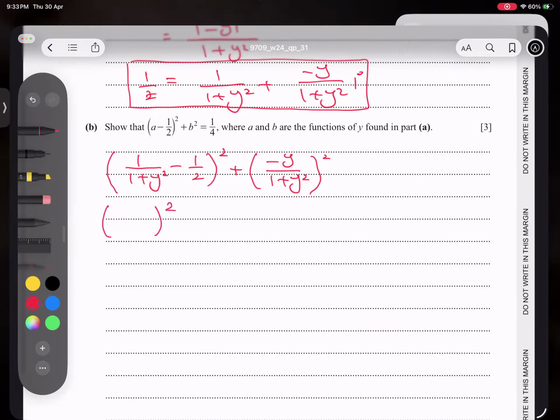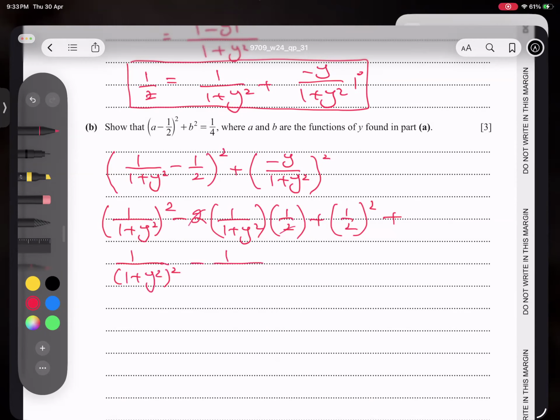First term square, negative 2 into first term into second term, plus second term square. This is clear already. So this will come in the first two brackets. I'm writing 1 over 1 plus y square and 1 over 1 plus y square, and in the next two brackets, 1 by 2 and 1 by 2. So I'm getting 1 over 1 plus y square whole square, and 2 cancel out. I got 1 over 1 plus y square, and here plus 1 over 4. This is done, students.